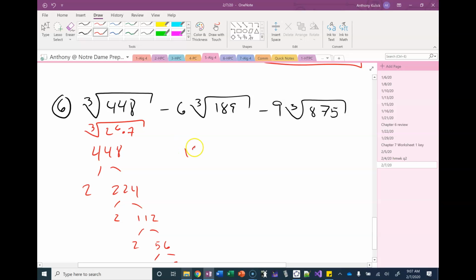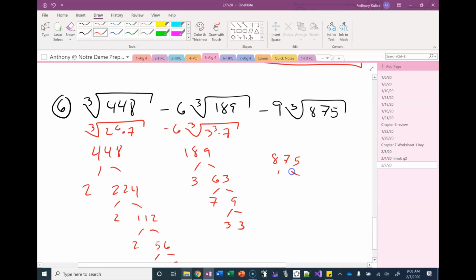Okay, 189. That's not even, but it is divisible by 3. You know how I can tell it's divisible by 3? If you add up the digits, you get 18, and because 18 is divisible by 3, I know that 189 will be divisible by 3. That's a trick that works only with divisibility by 3, though. So be a little bit careful with how you apply that. So that gives me 3 cubed times 7.